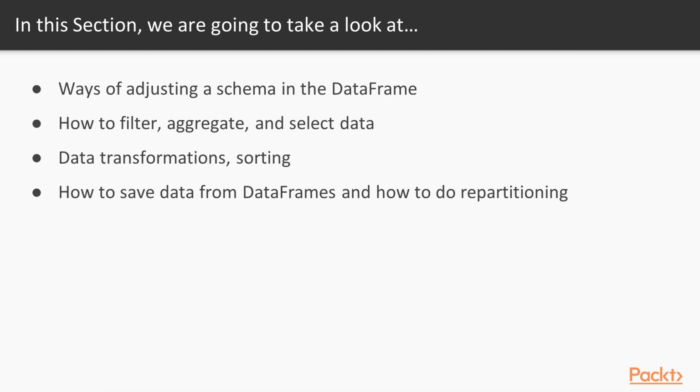In this section, we'll go through the ways of adjusting the schema of a data frame. We'll cover how to filter, aggregate, and select data. We'll also cover data transformation, sorting, and we'll glimpse at the data held within the data frame. Finally, we will learn how to save data from data frames and how to do repartitioning.